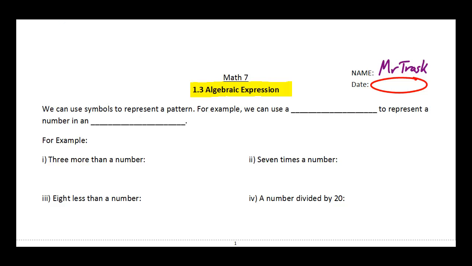Okay, so algebraic expressions, which you hopefully have seen before, is basically when we have a pattern, we sometimes just use symbols to help represent that pattern. So we can use a variable to represent a number in an expression. And typically for variables, we just use any letter. So we'll often see X, N, Y, Z, really any letter you want.